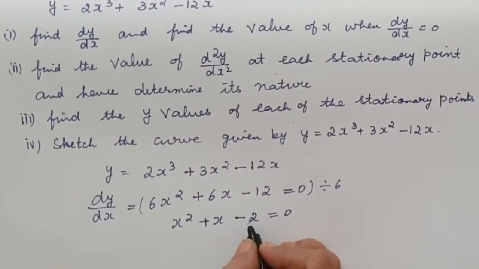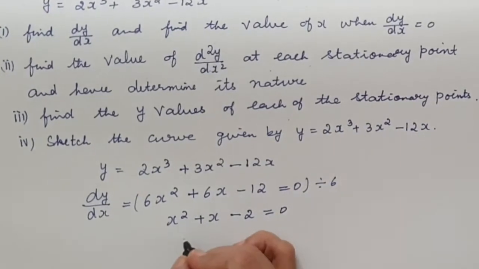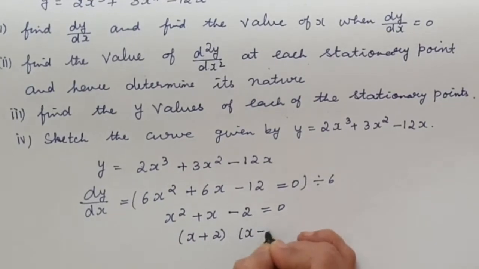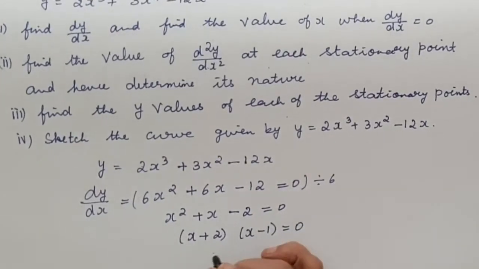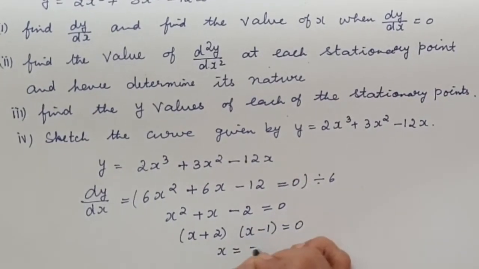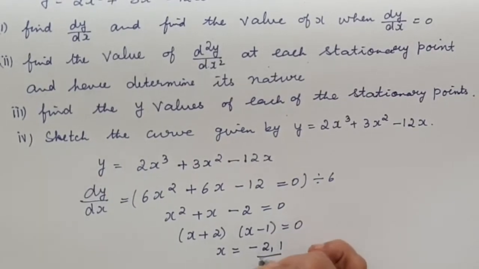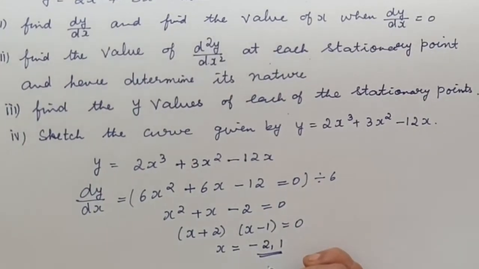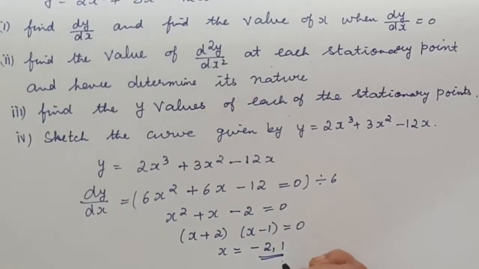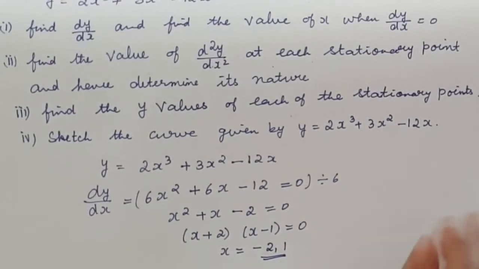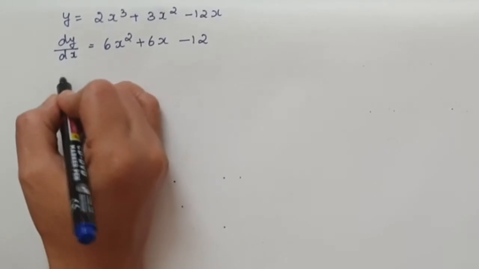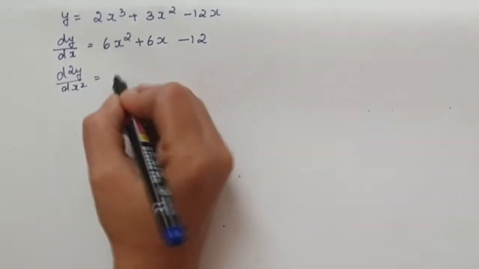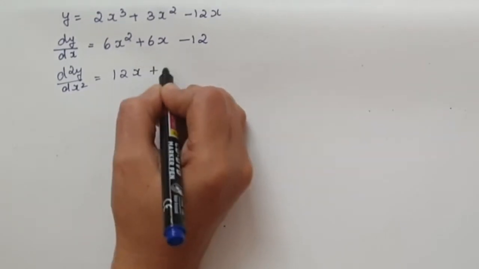The product has to be negative 2, sum has to be 1. So it will be x plus 2, x minus 1 will be equal to 0. So x will be equal to negative 2 and 1. So these are the stationary points. Now the second part is we need to determine the nature of these stationary points. So now we need to differentiate this again. d square y over dx square will be equal to 12x plus 6.